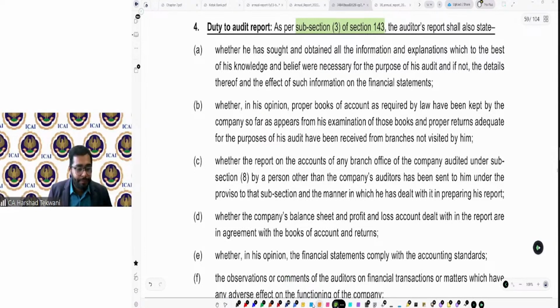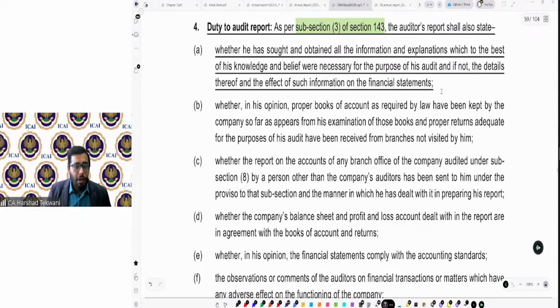Now, this will be the scenario of issue when you are issuing a disclaimer of opinion, or a qualified opinion or an adverse opinion, when you have not received the information. Otherwise, the auditor will always say that he has sought and obtained all the information. That's why he is able to issue either an unmodified opinion or a modified opinion to that extent.